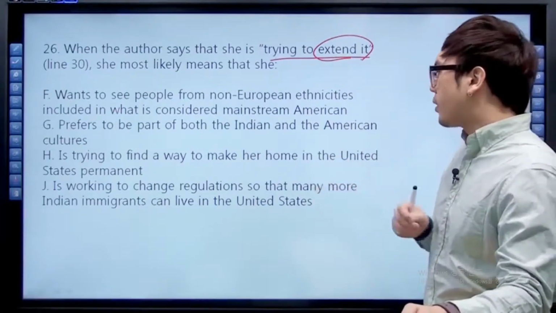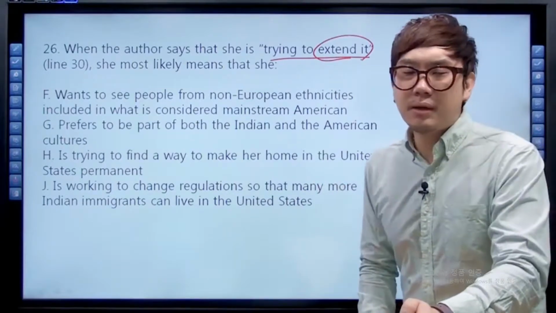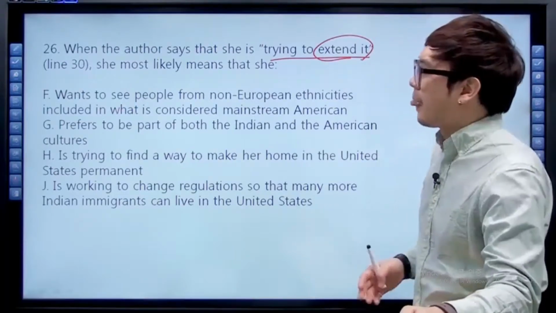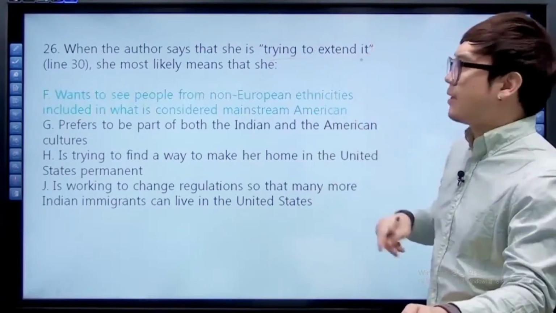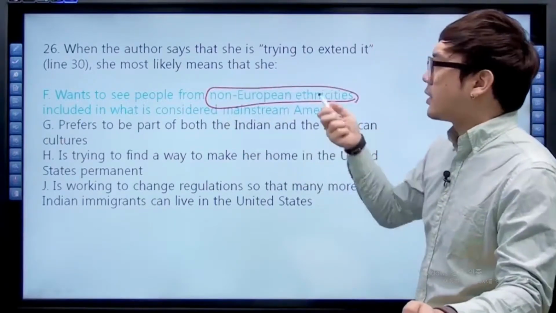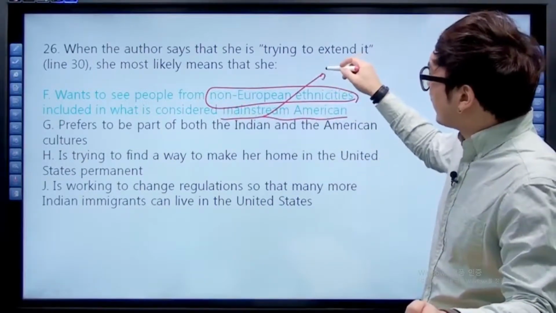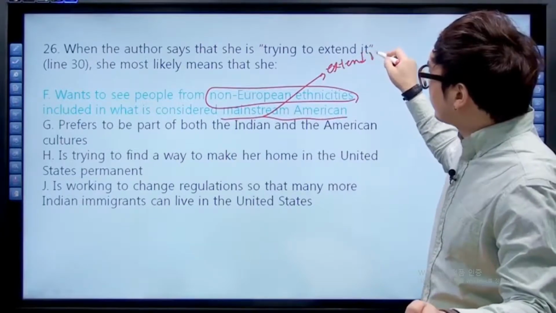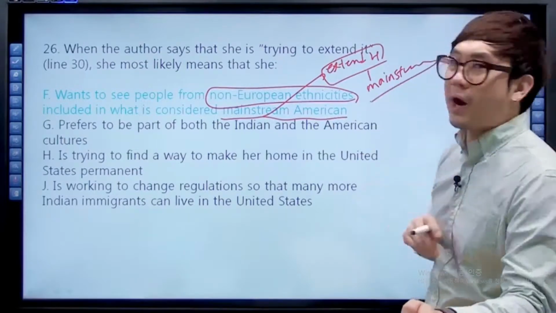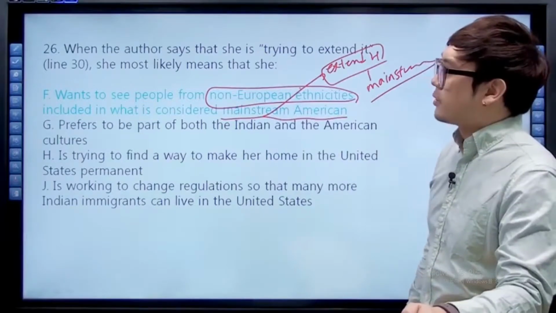Is working to change regulations so that many more Indian immigrants can live in the United States. I don't think she's only talking about the Indian immigrants, but she's talking about the entire immigrant society or communities, right? So the best answer here is definitely F. Wants to see people of non-European ethnicity who move to the States included in what is considered mainstream America. That's what she says about herself. She's trying to extend it, right? She's trying to extend it into the mainstream. Mainstream writing. So that's what she's saying. All right, so the answer has to be F, right? Simple as that. Moving on to the next question.